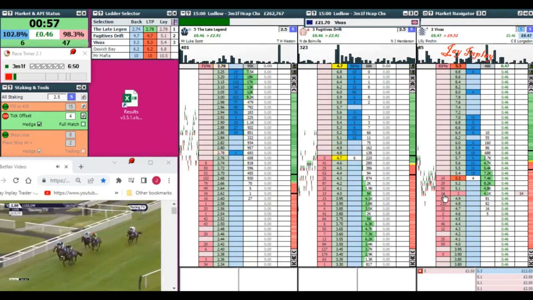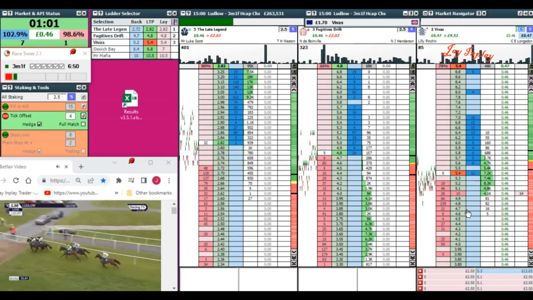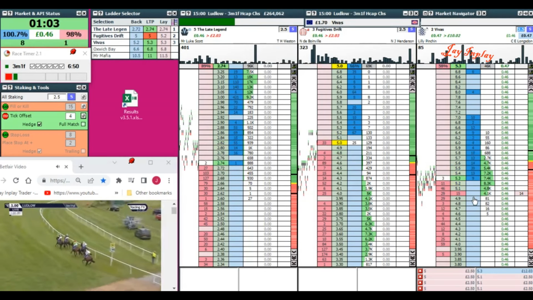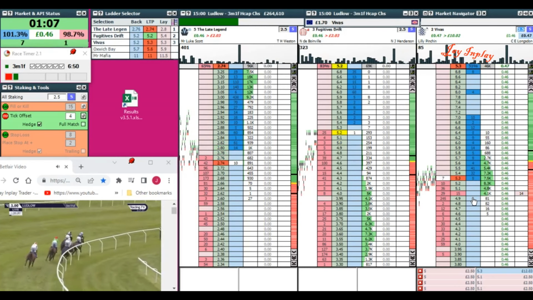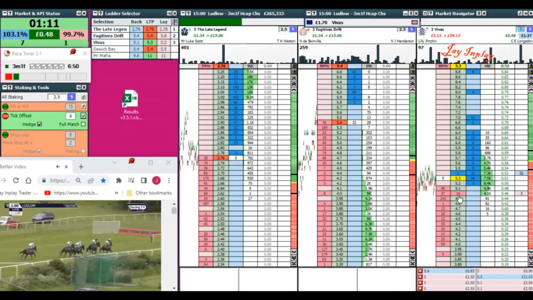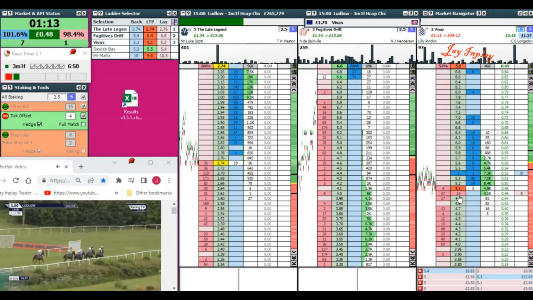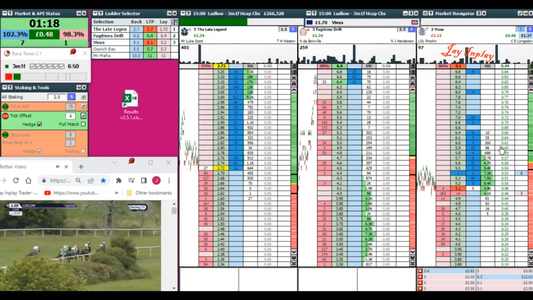From the late legend on his inside. Let's go Oxwich Bay again, moving into a clear third on the outside of Vivas, and a couple of lengths off them, rounding the first turn, is Fugitives Drift. So out of the home straight they head, with the advantage of the inside. The late legend has regained his lead over Mr. Mafia. Oxwich Bay and Vivas.